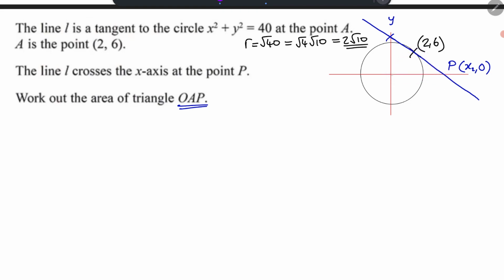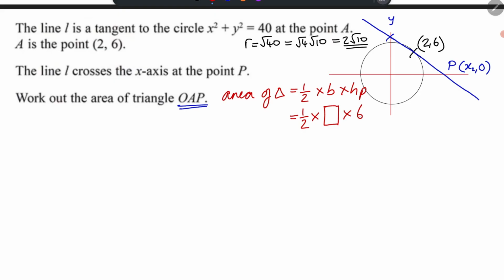And we know that if we go 2 along and 6 up, we end up at the top of the triangle. So that's basically the height. So the area of a triangle is half times base times perpendicular height. Well, half is just already a half. The base length is this length here that we don't know. It's basically this x value that we're going to need to work out. So I'll leave that as a blank, as a square. And the height is 6.